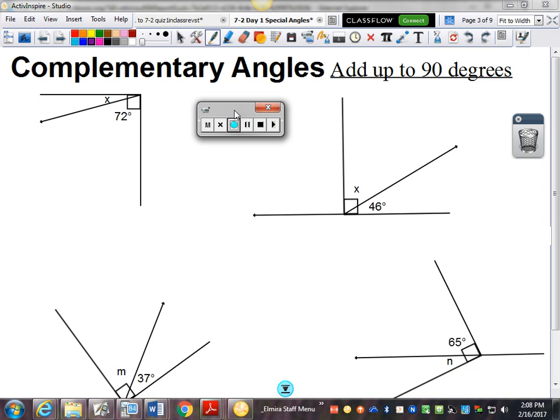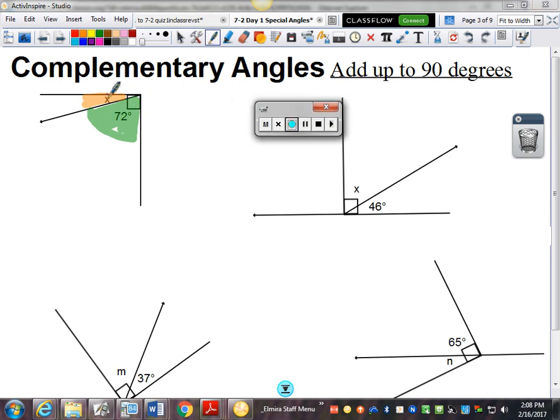Okay, complementary means they add up to 90 degrees. So if I know this angle is x, I don't know that one yet, but this one is 72, and I see my square in the corner to indicate 90 degrees, then I know that x plus 72 would be 90. So if I want to know what x is, I'm just going to work backwards. 90 minus 72 equals 18.